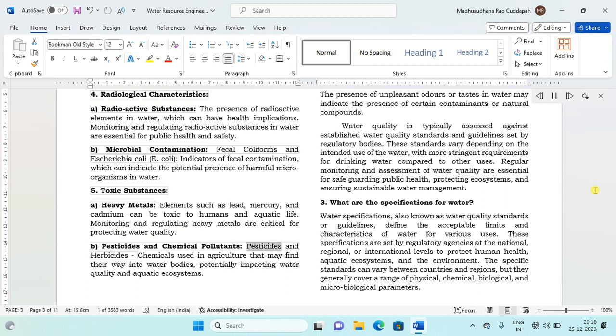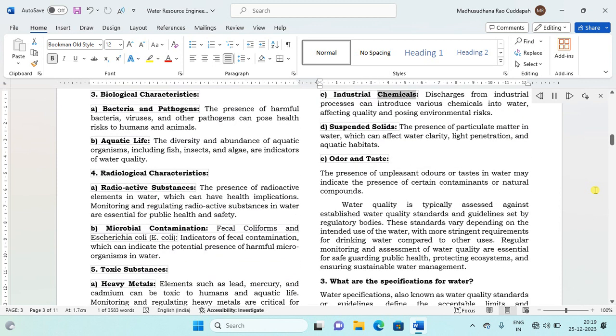Pesticides and herbicides: chemicals used in agriculture that may find their way into water bodies, potentially impacting water quality and aquatic ecosystems. C. Industrial chemicals: discharges from industrial processes can introduce various chemicals into water, affecting quality and posing environmental risks. D. Suspended solids: the presence of particulate matter in water, which can affect water clarity, light penetration, and aquatic habitats.